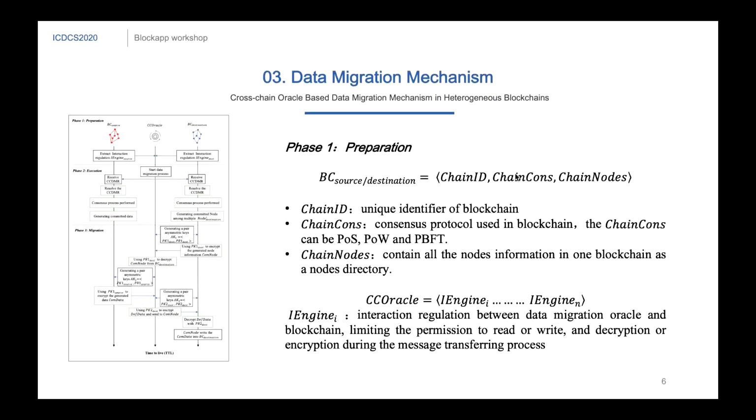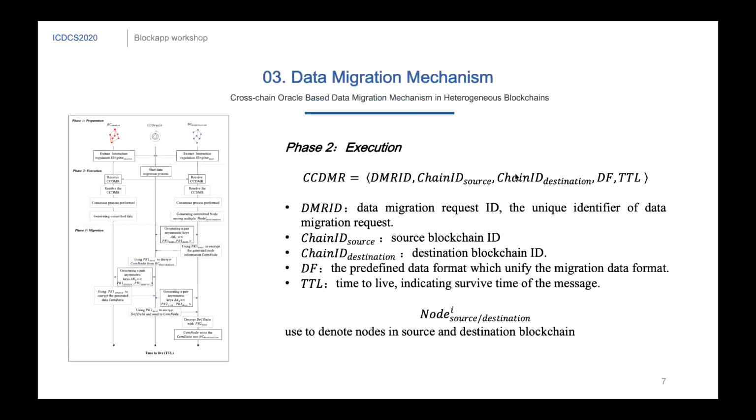And this goes to phase 2. In this phase, the source and destination blockchain work simultaneously to accelerate the data migration process. At the end of this phase, the committed data in BC source and the committed node in BC destination are produced. Related concepts are presented in this phase. This leads to two definitions. CCDMR, which means cross-chain data migration request.